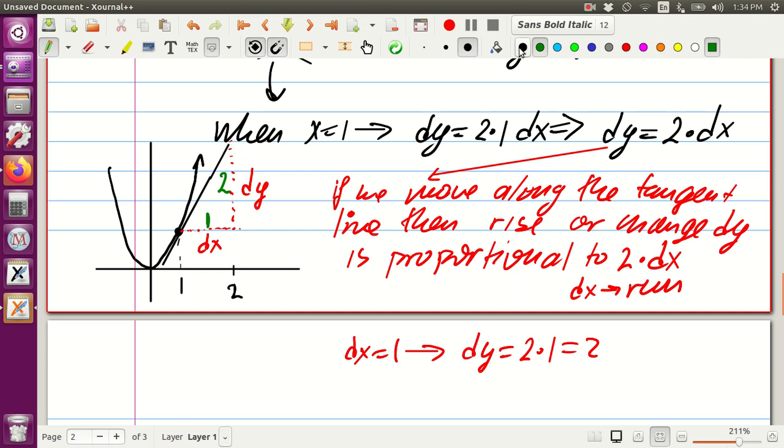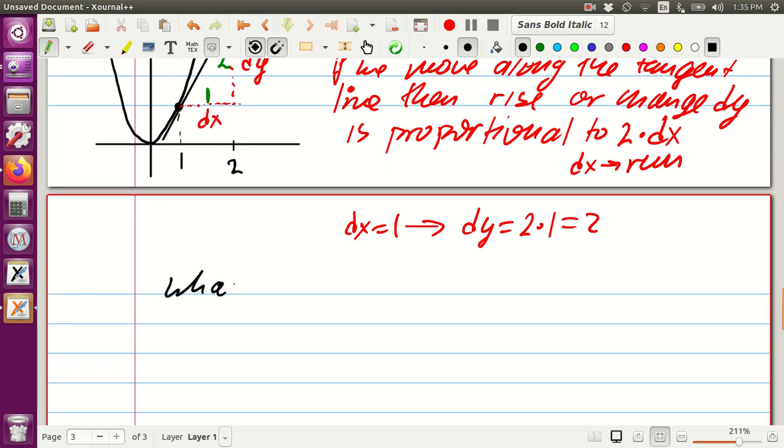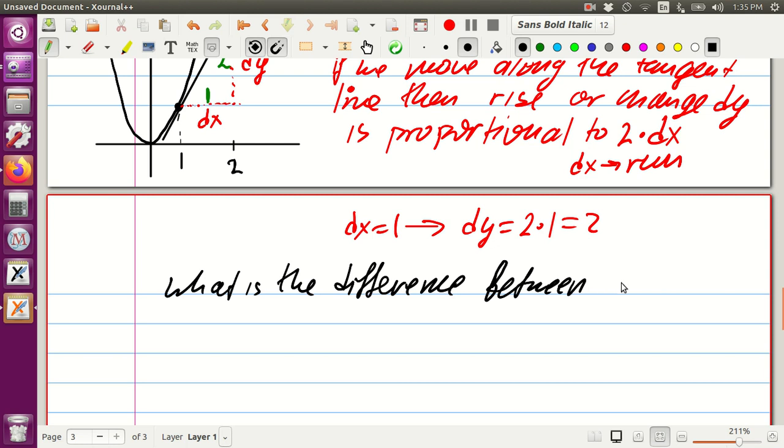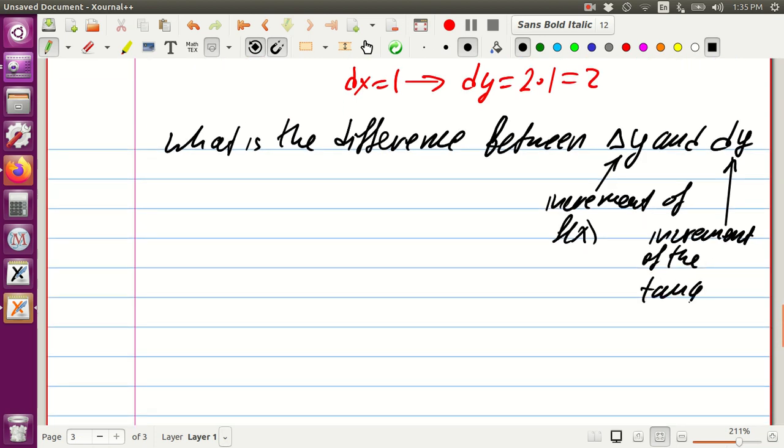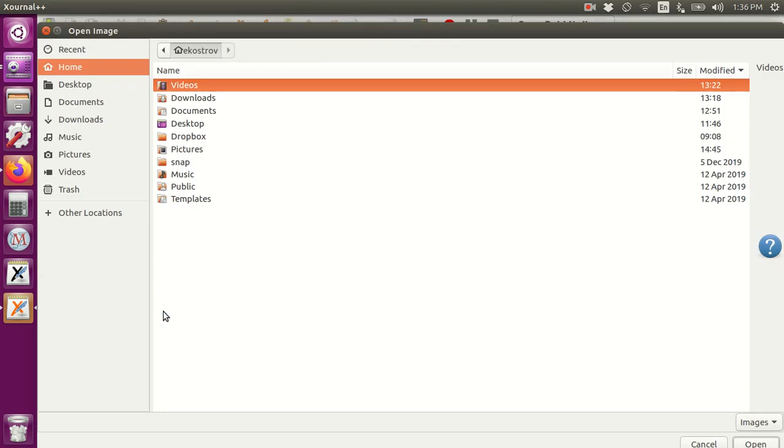All right, so another topic we will discuss in this lecture is what is the difference between delta y and dy, where delta y is the increment of f of x, and dy is the increment of the tangent line. In order to understand this, we have to look at the picture. So let's look at the picture.